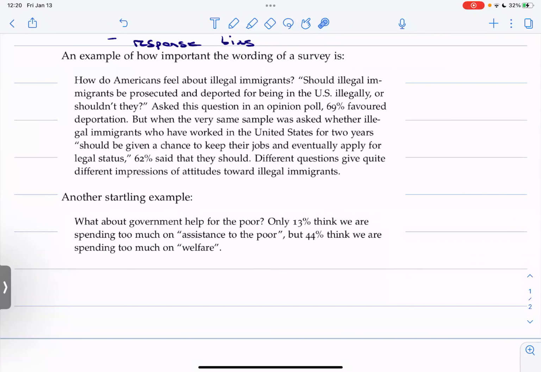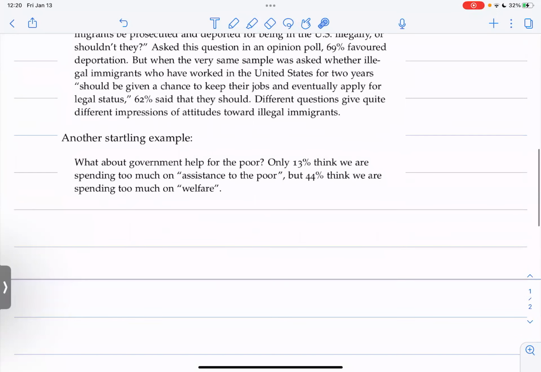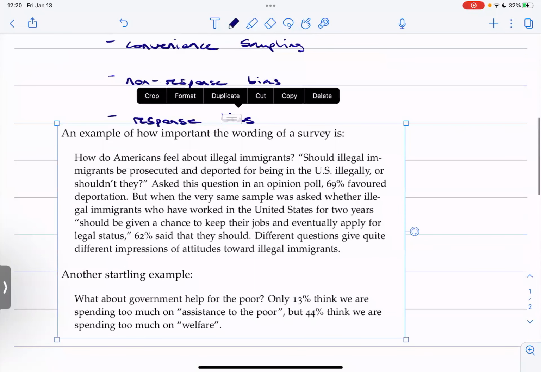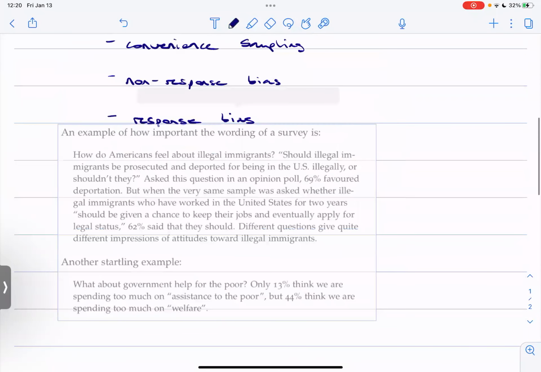Okay, so what do we do if we're trying to minimize bias? How do we minimize bias? We minimize bias by collecting a random sample, right? And it sounds easy, right? But it's not necessarily. I'm gonna give myself one more line here.